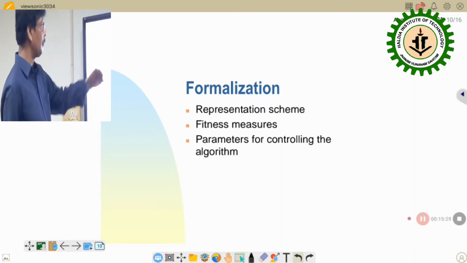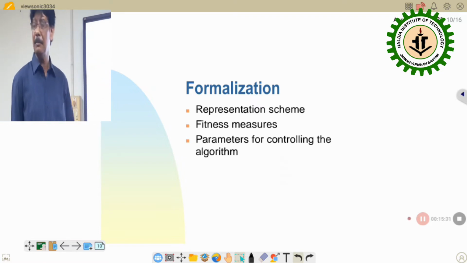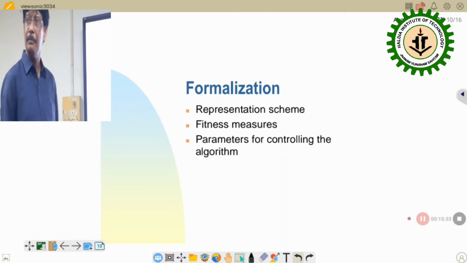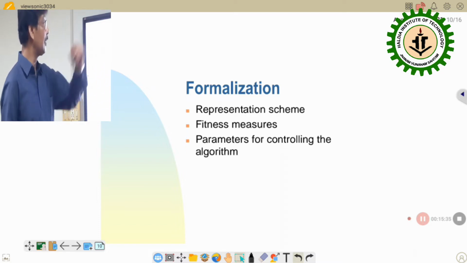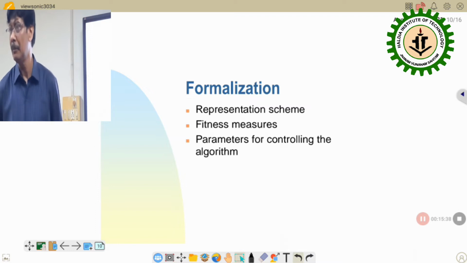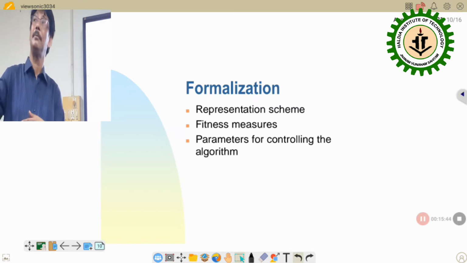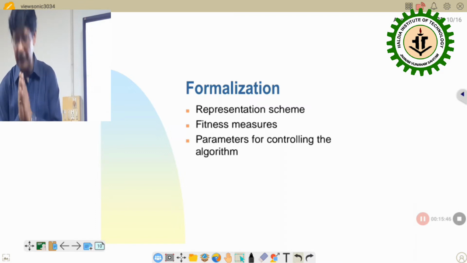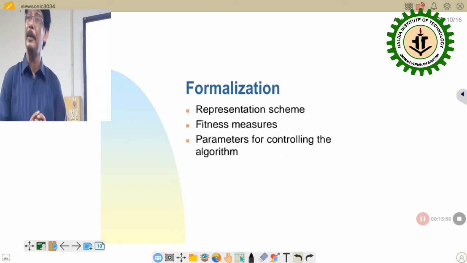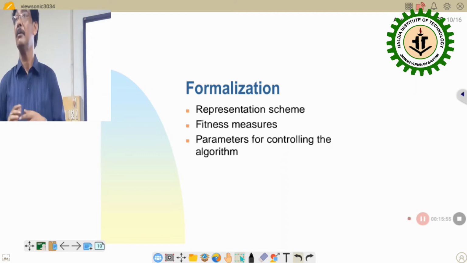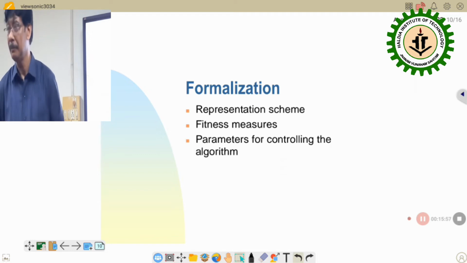Now, representation of the scheme. This is the formalization. Before solving the problem, you have to formalize in such a way. Representation scheme: how to represent the decimal solution in binary, what is the size of the binary bits, what is the size of the binary solutions. You have to determine the initial solutions first, and that depends upon your level of precision. What will be the size of it?